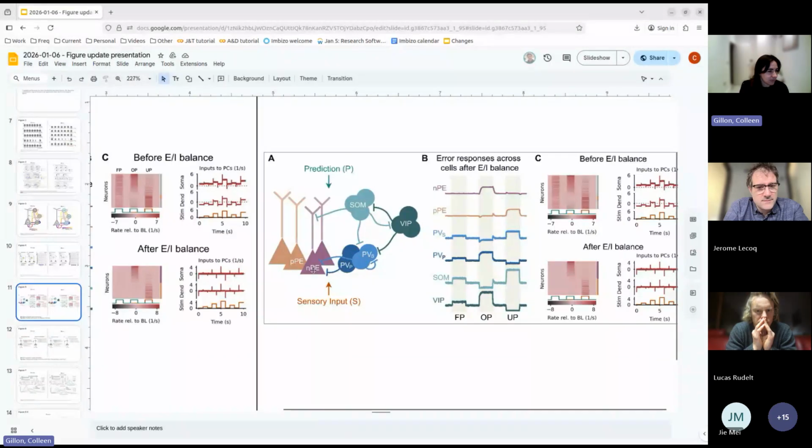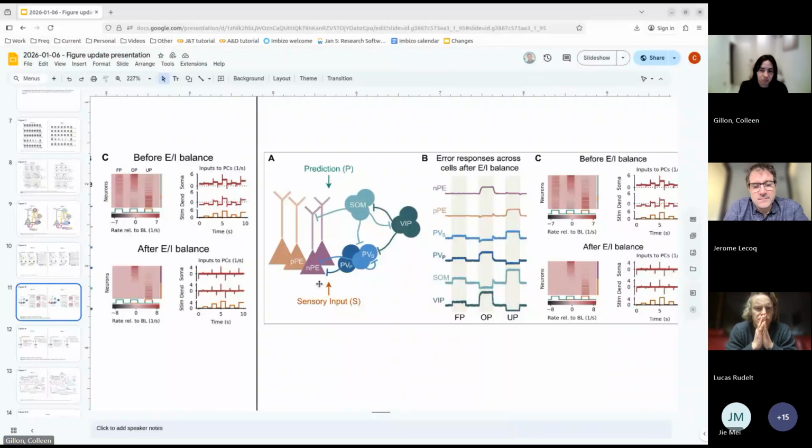I could make some changes here, like writing in PYR, which I haven't done, if people think that's a good idea for the prediction error neurons. I just realized that I left that as is. Do people have any opinions on that?